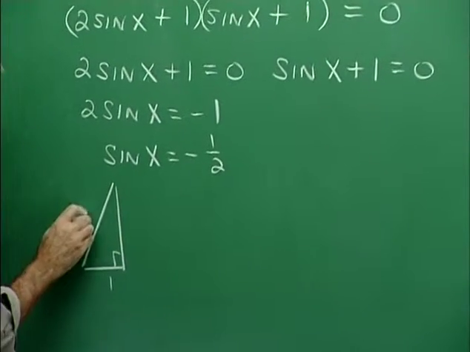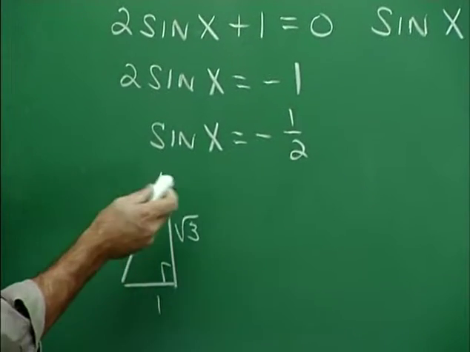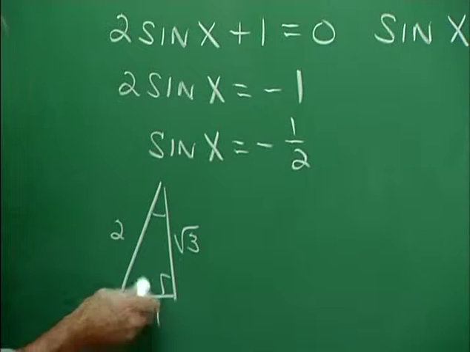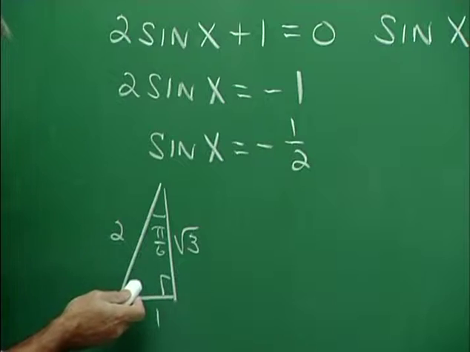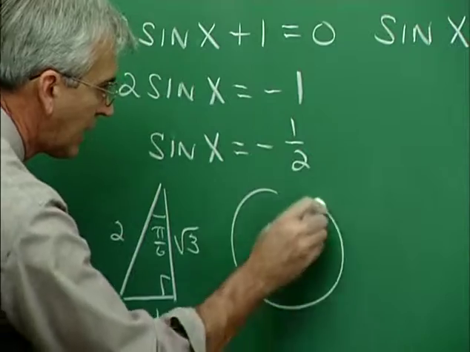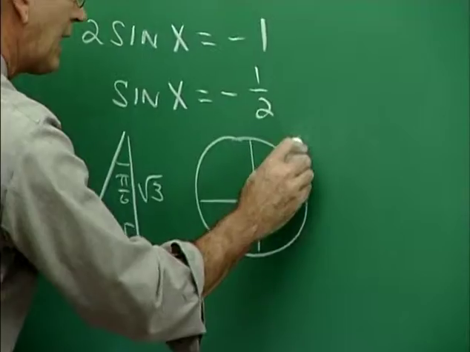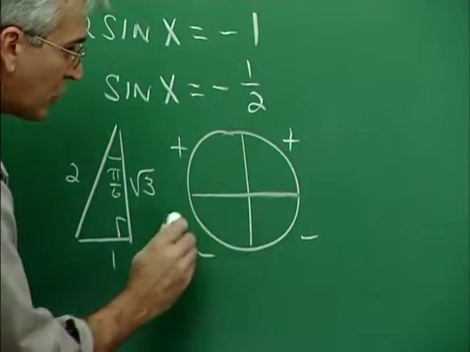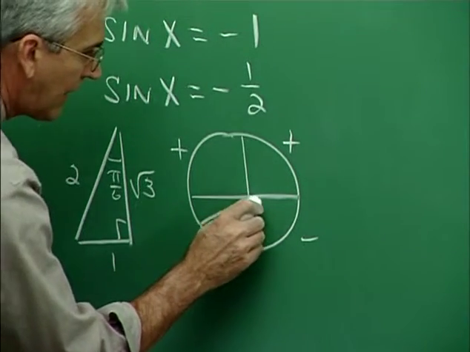Remember the 1, 2, square root of 3 triangle. And sine is opposite over hypotenuse. So from the perspective of this angle, we have a 1/2. 30 degrees or pi over 6. So we have an angle of pi over 6. But the sine of the angle is negative. In what quadrants does that take place? Sine corresponds with the notion of y, and so we have the plus, plus, minus, minus. So sine is negative in these two quadrants. So we have a reference angle of pi over 6 in this quadrant and in that quadrant.